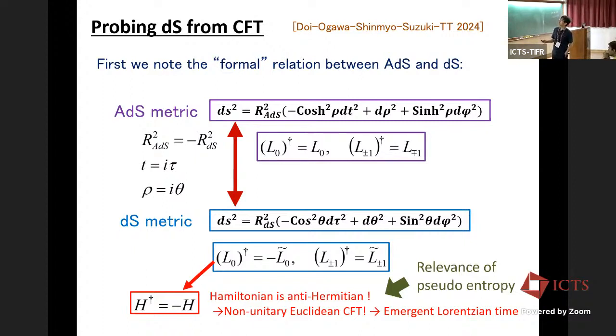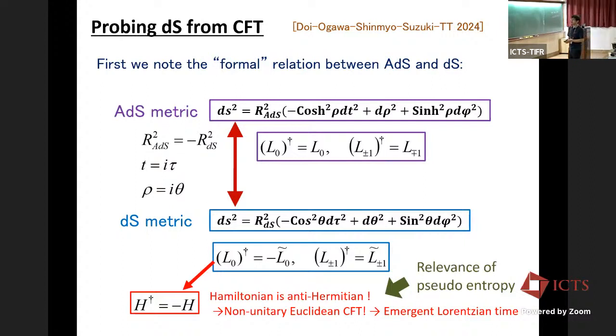And in the AdS case, it is important to think about the conjugate property. So L0 dagger is L0, and L plus minus 1 dagger is equal to minus L minus plus 1. So we have this usual BPZ conjugation in CFT, but in the dS case, we encounter a very unusual conjugation. If we use this, we can rewrite L0 and L plus minus 1 in terms of Killing vectors, and we can take the conjugation in de Sitter space. Then it turns out that L0 dagger is minus L0 tilde. This means that it's quite unusual. So the Hamiltonian now becomes anti-Hermitian. And L plus minus is also something unusual. But of course both satisfy the same Virasoro algebra.